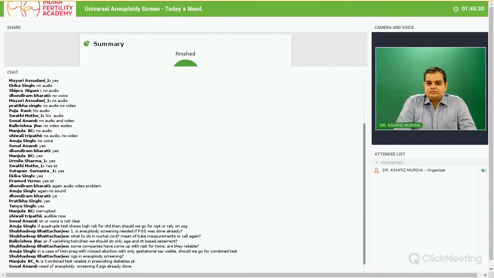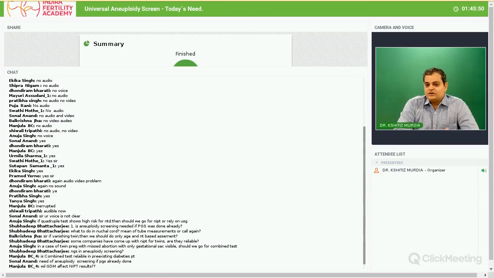Dr. Shubdeep, NGS in aneuploidy screening. Again, for that you require invasive testing. If you're doing NGS for PGD, PGS, that's okay. But if you're doing it in an ongoing pregnancy, the only way is invasive testing, which is not recommended for all.